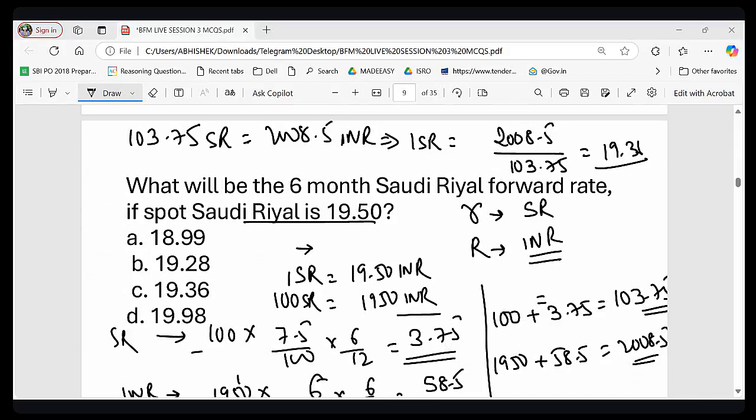Yes, Dinesh has answered 19.3590. Yes, to round off, see the options. You have to go through the options, right? So the closest option to 19.3590 is 19.36, right, Dinesh? So the answer will be option number C, right?